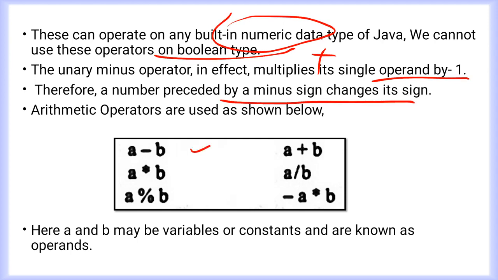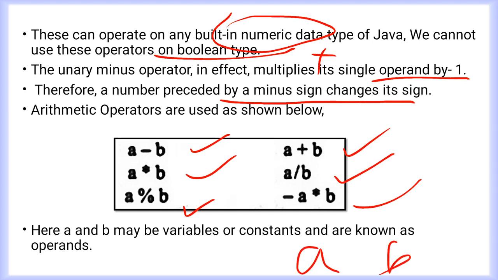So a minus b, a star b, a slash b, a plus b, a minus a slash b, minus a star b. These are all possible combinations of the arithmetic operators. Here a and b are called variables or constants, so we call them operands. The plus, minus, star, slash in the middle are what we call operators.